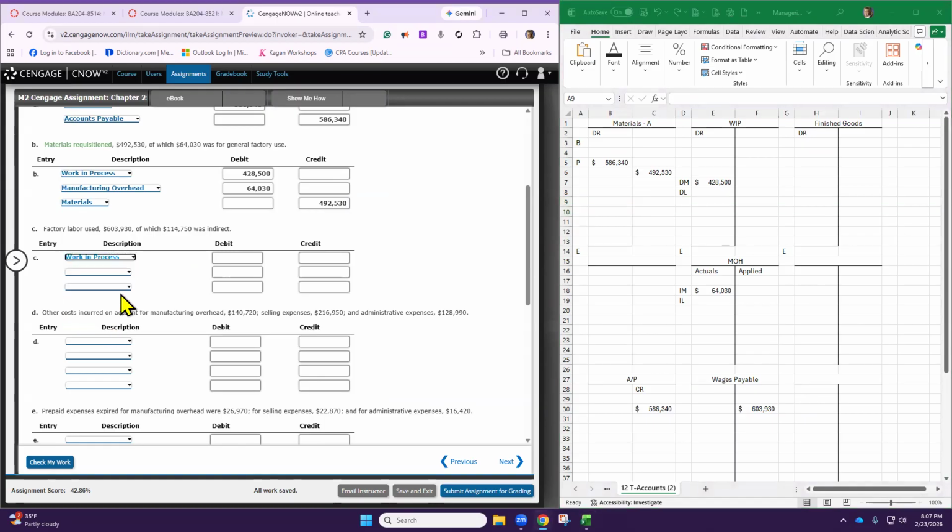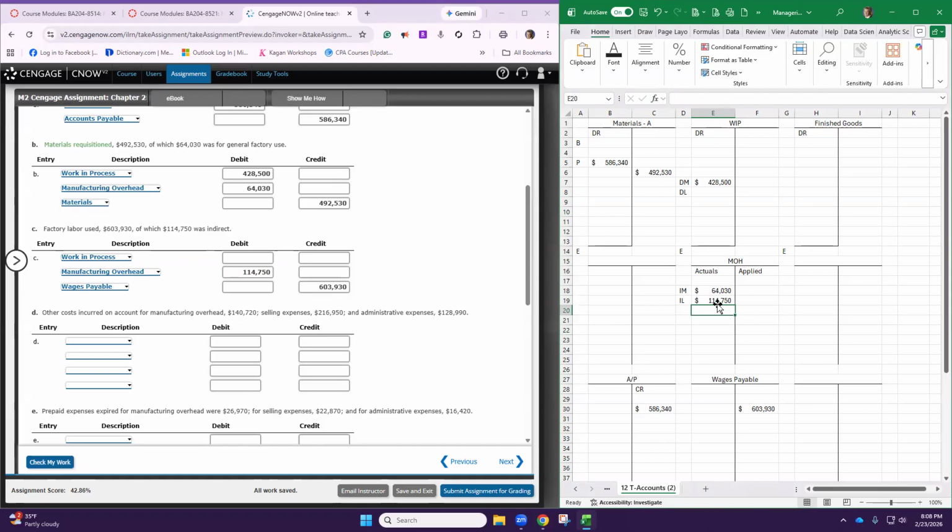So this is going to go in work in process. This is going to be credited to wages payable for the full amount, 603,930. They said the indirect is manufacturing overhead, and it is 114,750.